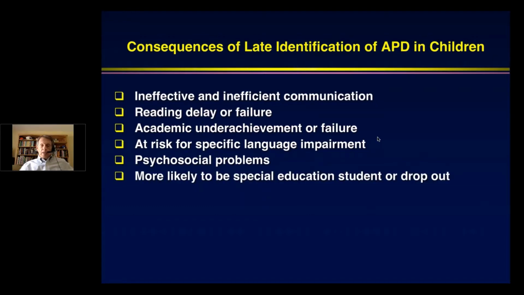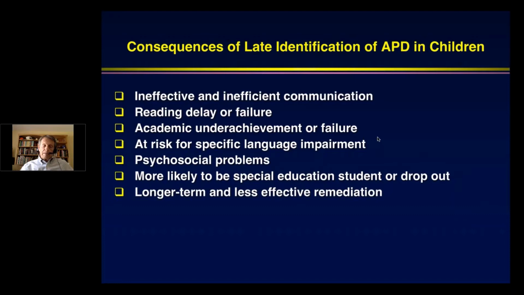And I've already made the point that children with APD are much more likely to end up in special education or to drop out of school. And the longer we wait to identify the children, the longer it takes to remediate their problem if we are able to do it effectively. So if we identify a child in kindergarten with an auditory processing disorder, that child usually can be helped with management very quickly. Whereas the 13 or 14-year-old child, or even the 10 or 11-year-old child, it's going to be much more difficult. We may never completely remediate the APD.